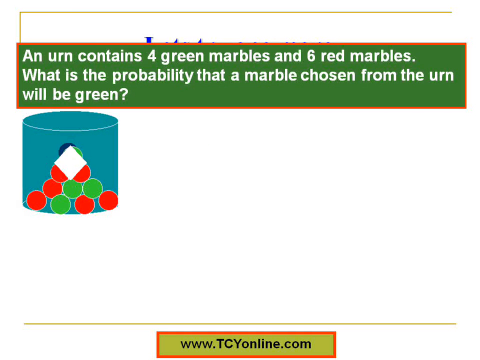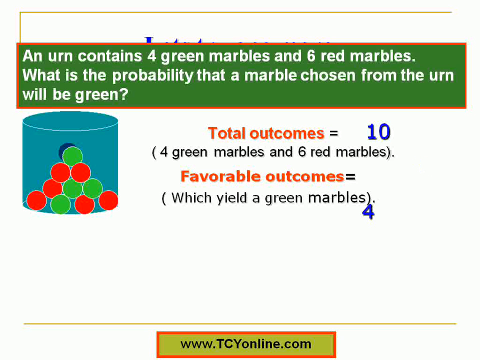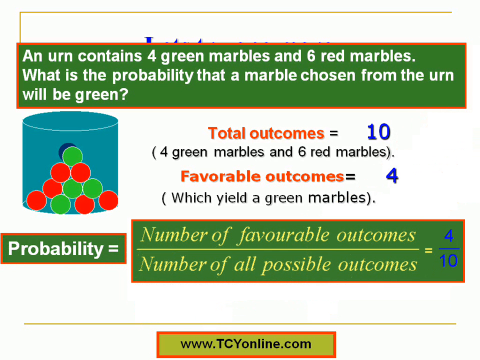Now let's try one more question. It says that an urn contains 4 green marbles and 6 red marbles. Now what is the probability that a marble chosen from the urn will be green in color? Now since there are 4 green and 6 red marbles, so we can say that total number of outcomes is simply equals to 10. Now there are total 4 green marbles, so that means favorable outcomes will be 4.